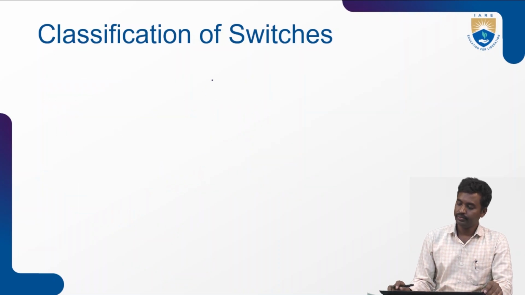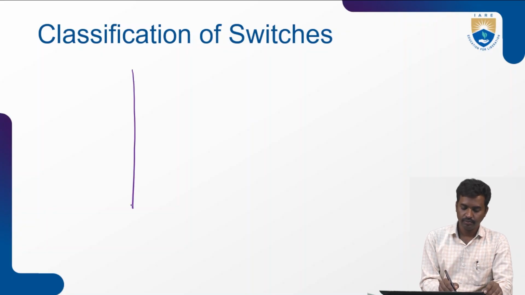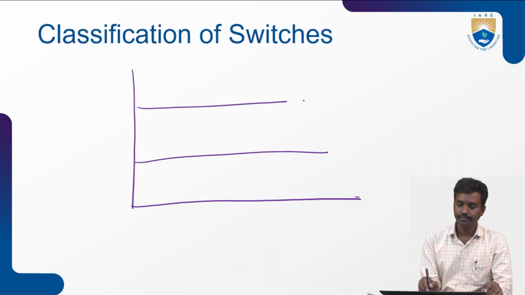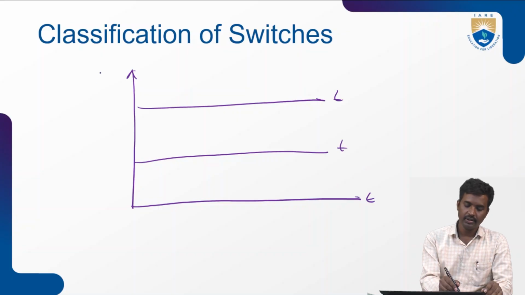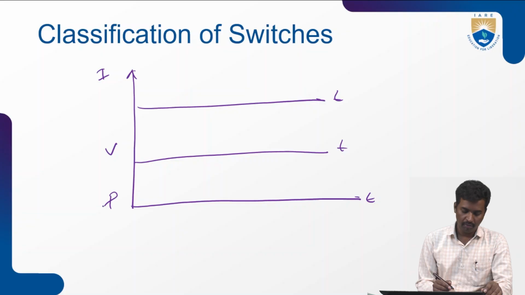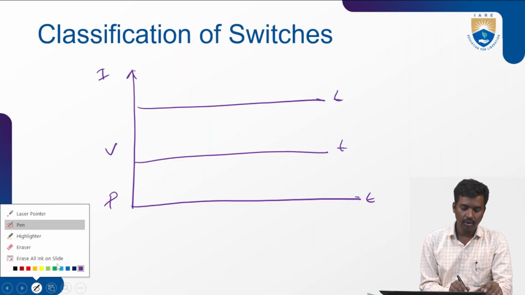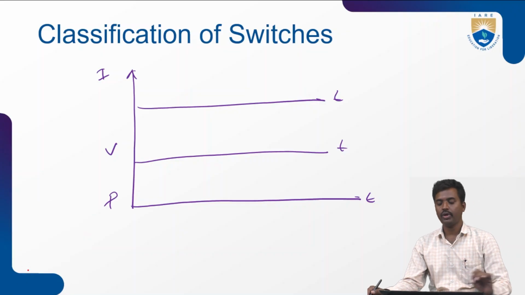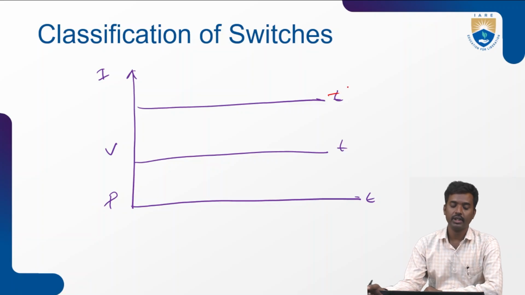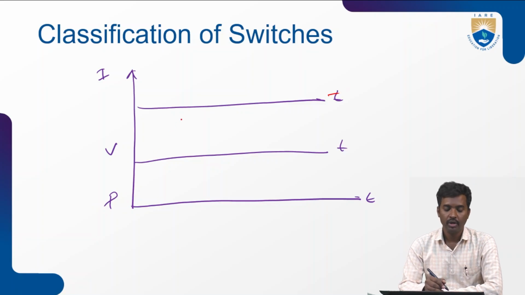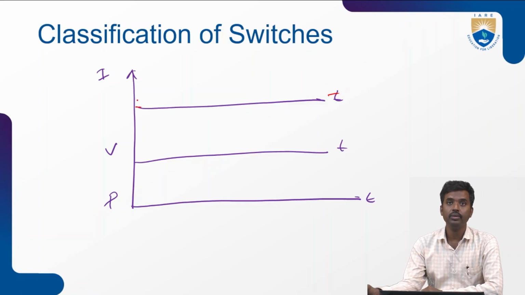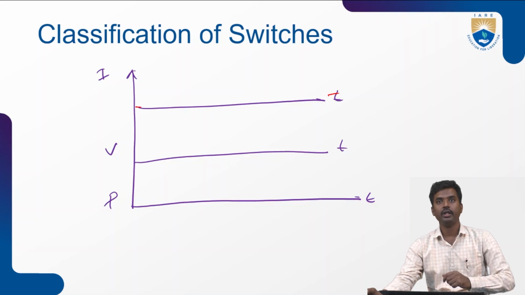So now here, first diagram, in the previous case, this is the time T, this is the current, this is the voltage, and this is the power. So let me change the color over here. So first one, this is the time in seconds, current in amperes, voltage and power. So now here, time taken during the turn on condition.